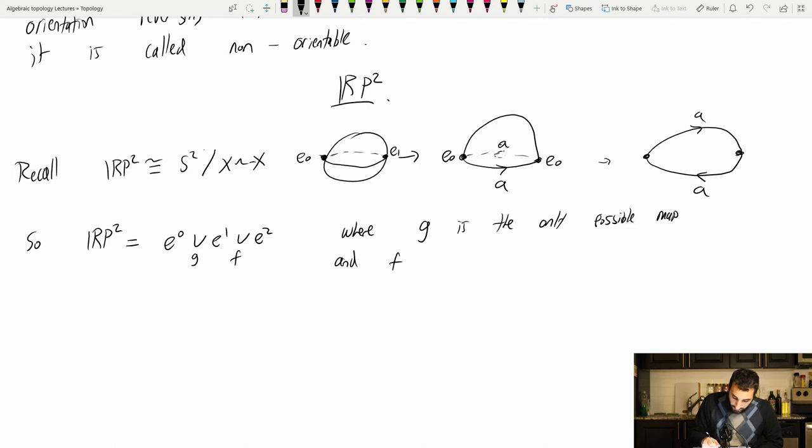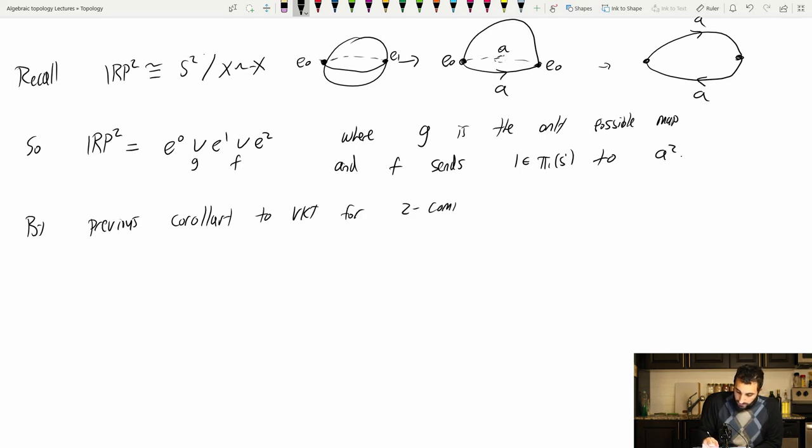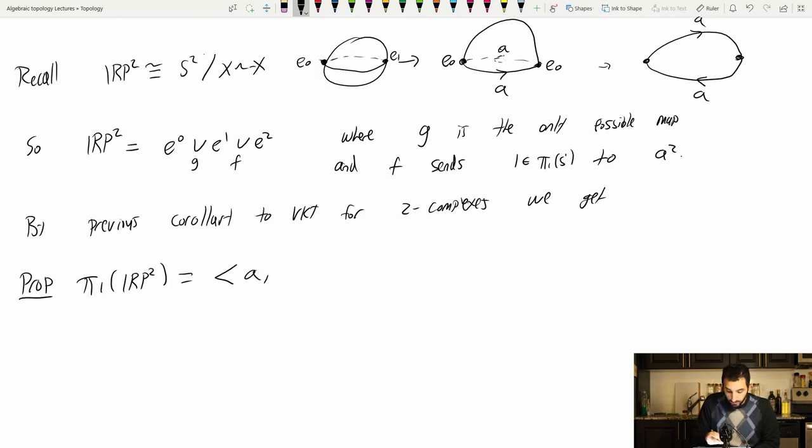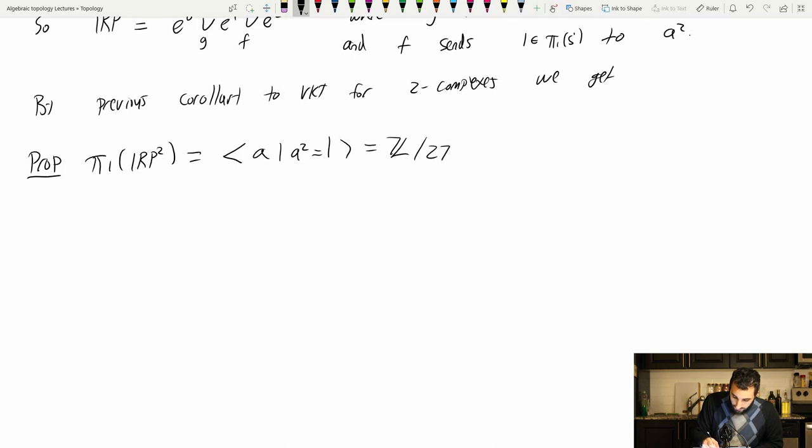And F sends 1 in the fundamental group of S1 to A squared. And so it's essentially like a degree 2 map. By the previous corollary in last lecture, it's Van Kampen's theorem. For 2-complexes, we get this proposition, which is that π1 of RP2 is given by, it's got a single 1-cell A, and A squared is equal to 1. We know this group well. It's called Z mod 2, Z mod 2Z.